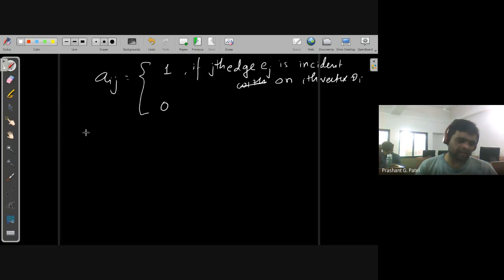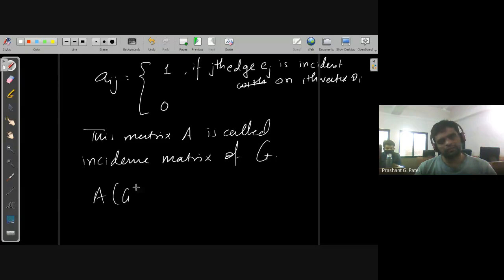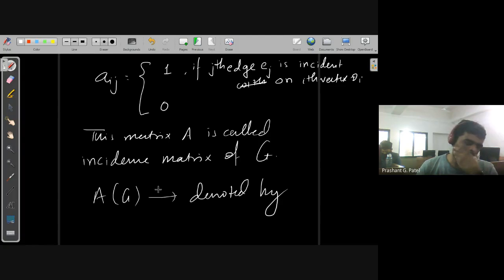And this matrix A is called the incidence matrix of G, and sometimes it's denoted by AG. This is the notation. So let us have one example.